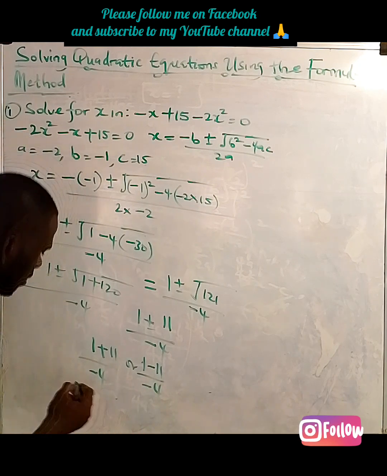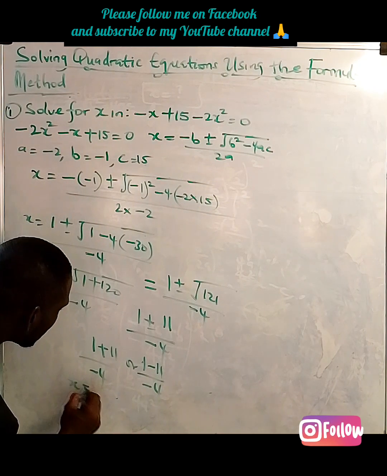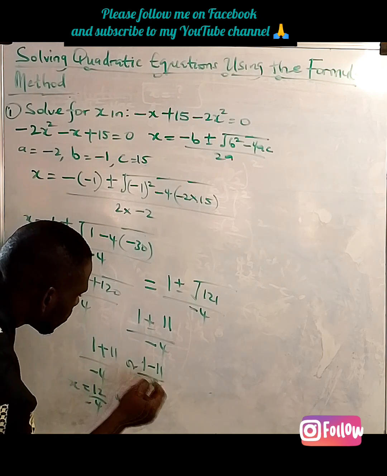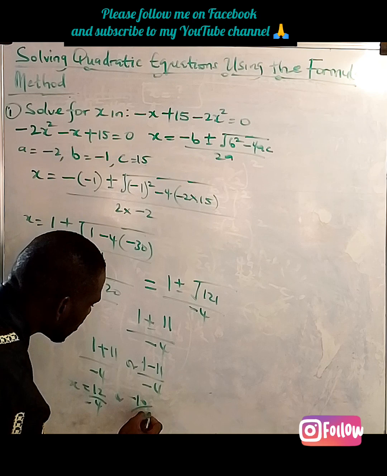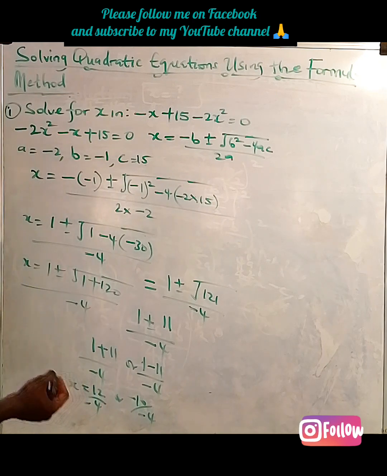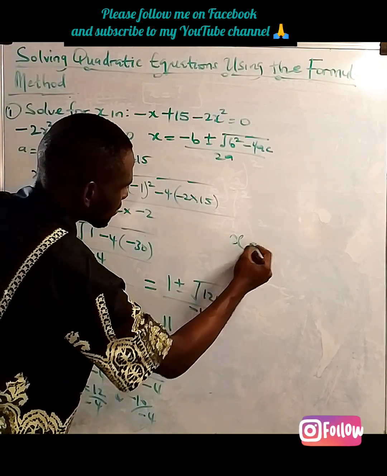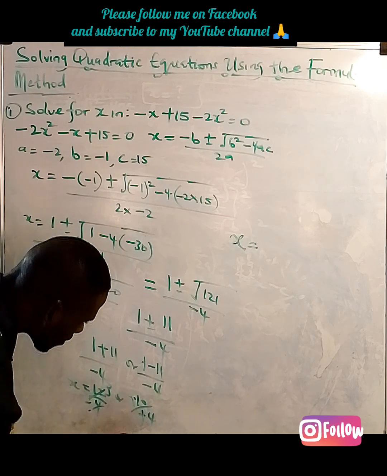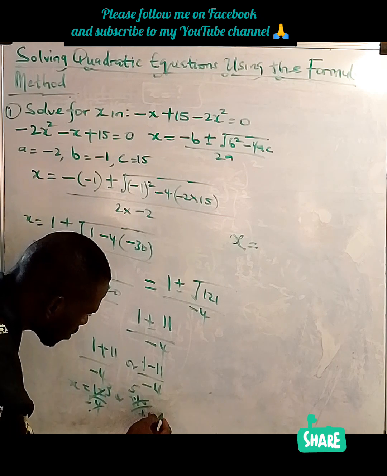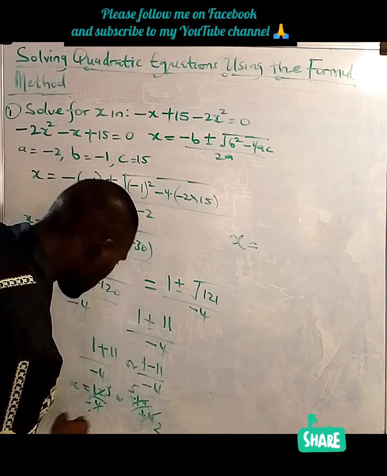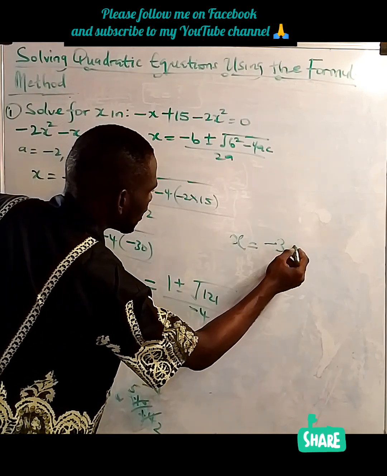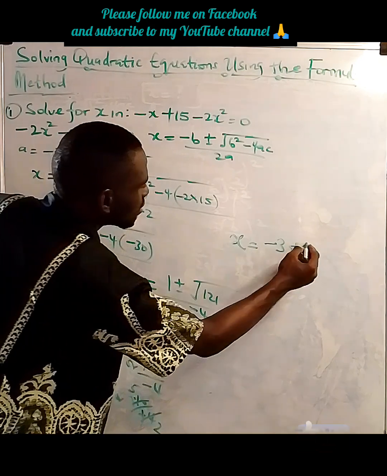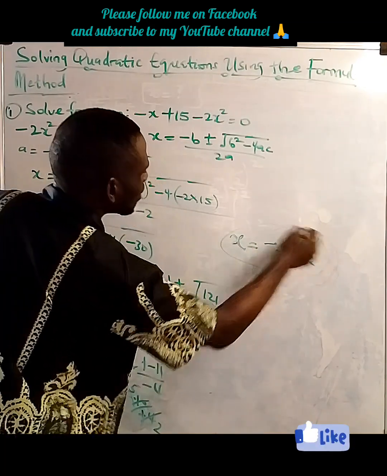So we're very close. So the values of x would be 1 plus 11 is 12 over minus 4, or 1 minus 11 is minus 10 over minus 4. So what would the values of x be? You can just bring it up here. So x is 12 over minus 4, which gives minus 3. Minus 10 over minus 4: minus and minus is gone, that's plus, so 10 over 4 gives 5 over 2. So the values of x are minus 3 and 5 over 2. These are the values of x.